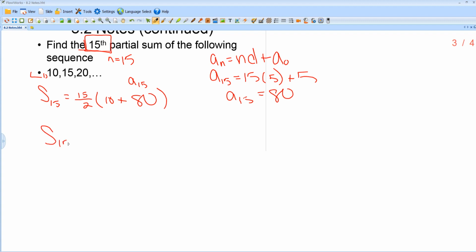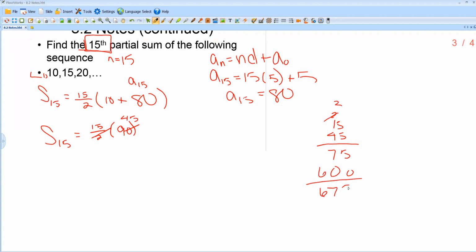So we'll have s sub 15 is equal to 15 over 2 times 90. You can cross-reduce this. 90 over 2 is 45. So we're doing 15 times 45. 5 times 5 is 25. 5 times 1 is 5, plus 2 is 7. 4 times 5 is 20, so 0, 2. 4 times 1 is 4, plus 2 is 6. So this is going to be 675 for a final answer.